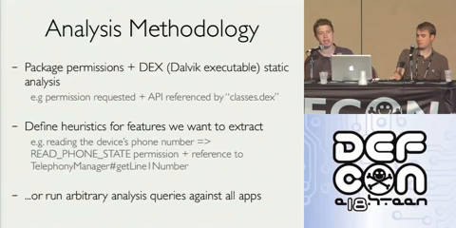So we also did DEX static analysis. And so one example of a question we could ask is, hey, is this permission requested and is this API referenced? One example of how we can do that for the phone number, we can look at the read phone state permission to retrieve the phone number, and we look for the telephony manager get line 1 number API. And with either one of those missing, the application is not likely going to actually access the phone number. Or we can run arbitrary analysis to ask other interesting questions of the data.